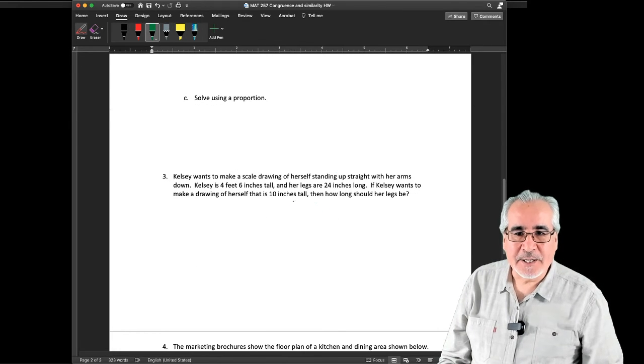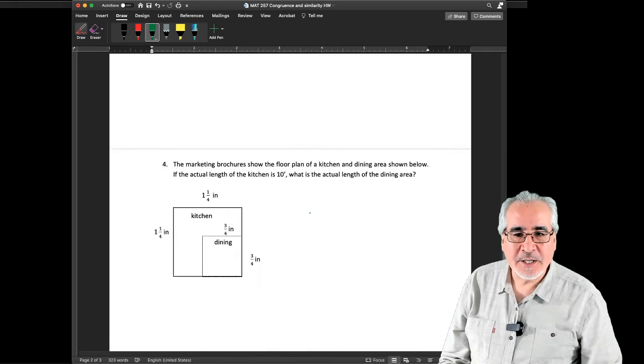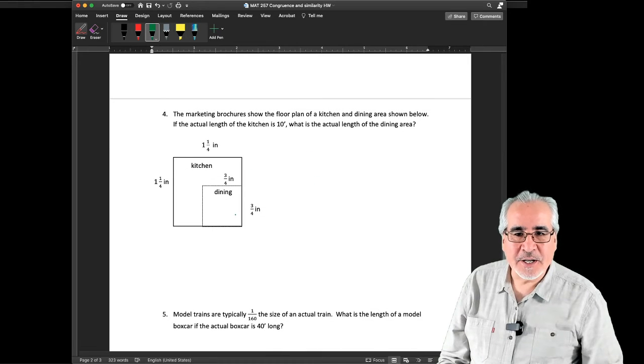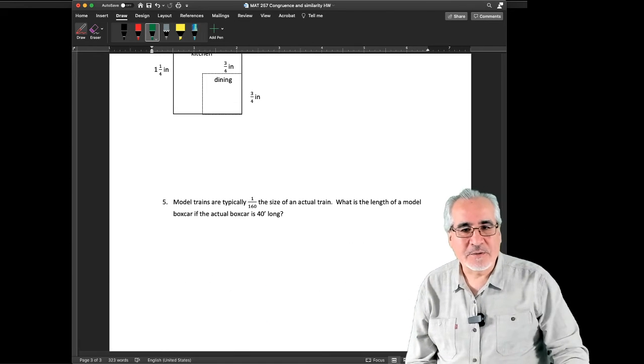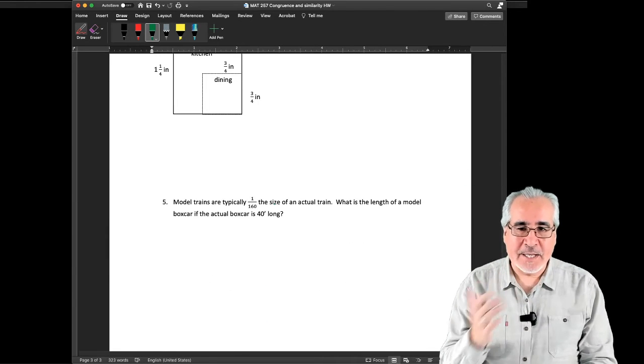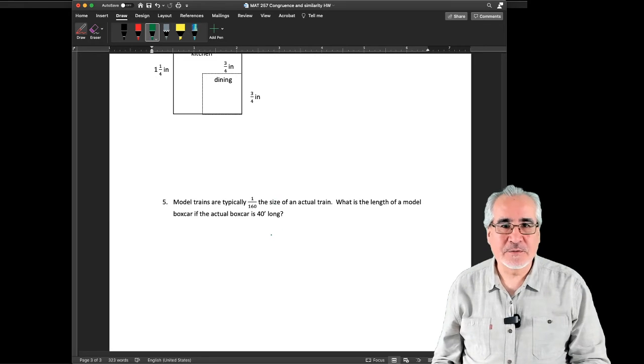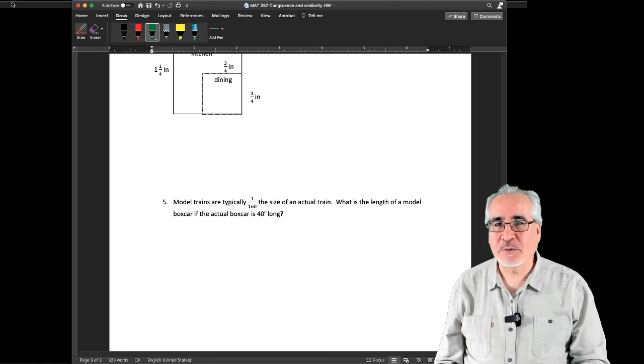Okay, here's one with a scale drawing, and here's another drawing. So here's a scale drawing, and if the kitchen's 10 feet, what is the dining room? You can use that, and then scale using these factors, and you can convert those over. Okay, so that's what we want you to do.